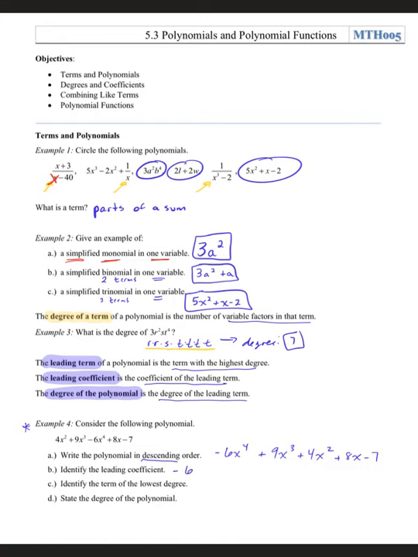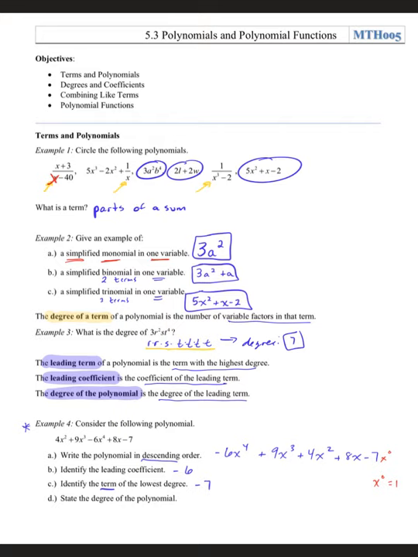Identify the term with the lowest degree. Well, you might think that this 8x has the lowest degree, but actually this 7 does. Now, we don't see any degree there because we don't see any exponents, but we could think of that as x to the 0 power. Remember, anything to the 0 power is equal to 1, so we're not changing the value of that at all. So therefore, the term of the lowest degree would be this negative 7. Its degree would be 0, but the term itself is the negative 7.